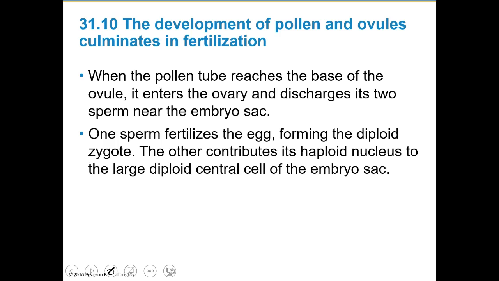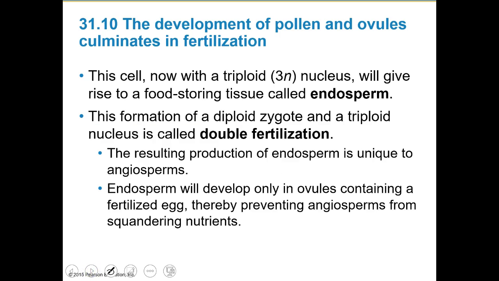So when the pollen tube reaches the base, it enters the ovary and discharges 2 sperm near the embryo sac. 1 sperm fertilizes the egg, forming a diploid zygote. The other contributes its haploid nucleus to a large diploid central cell of the embryo sac. This now, with a triploid nucleus, will give rise to a food-storing tissue called endosperm. So it just is going to feed our zygote. Formation of the diploid zygote and a triploid nucleus is what we call double fertilization.